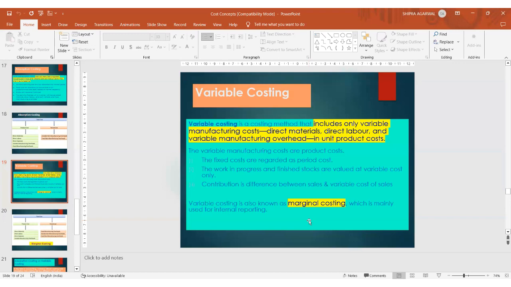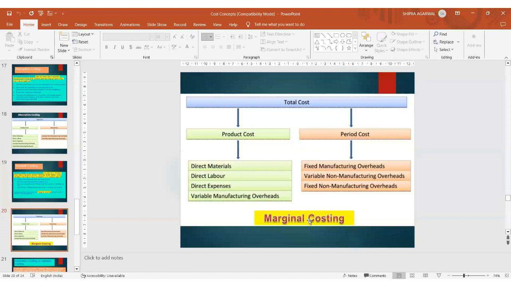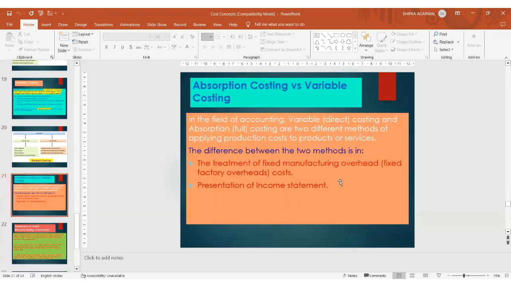The overall total cost under marginal costing is again categorized into product cost and period cost. Product cost means again your variable components, that is direct material, direct labor, direct expenses, and variable manufacturing overheads. In this case, the fixed manufacturing overheads are shown under period cost along with non-manufacturing overheads. That is the basic difference between variable and absorption costing.